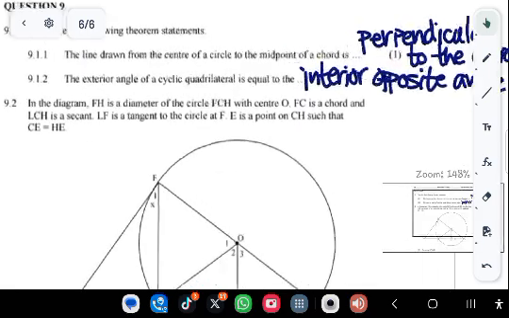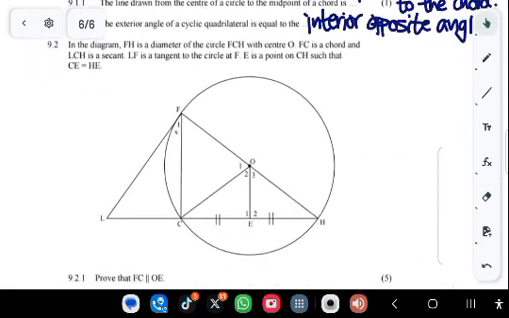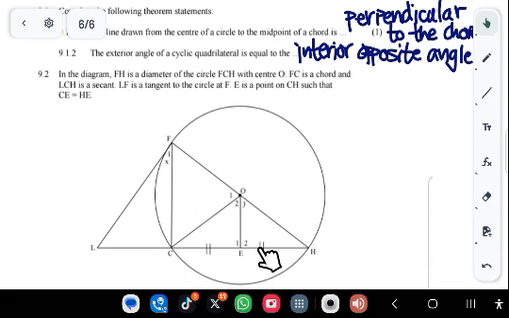Next, in the diagram, FH is a diameter of the circle FCH, with center O. FC is a chord, and LCH is a secant. LF is a tangent to the circle at F, there is the point of contact F.